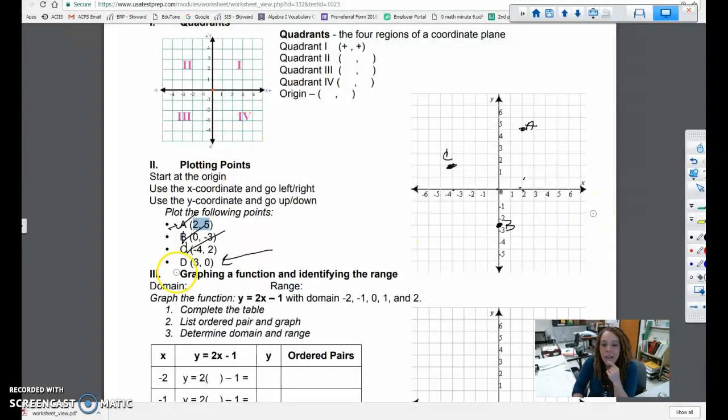Okay, so now D would be here. I'm going to start at my original spot. That's my origin, original. And my x value is 3, and that's positive, so I'm going to go forward 3. 1, 2, 3. However, my y position says 0, so I'm going to go nowhere. I cannot go up or down, so it's just on the x-axis, point D.